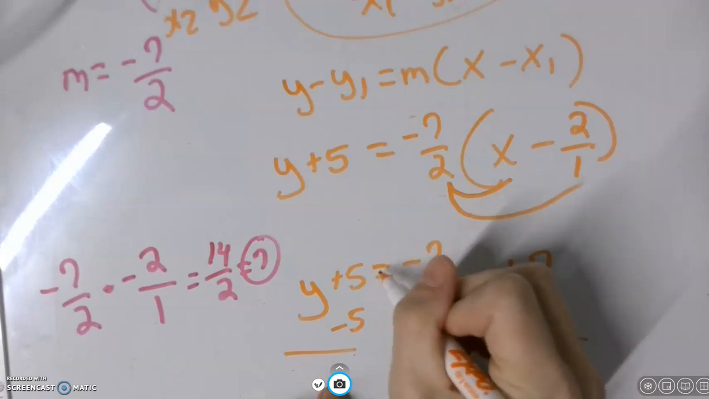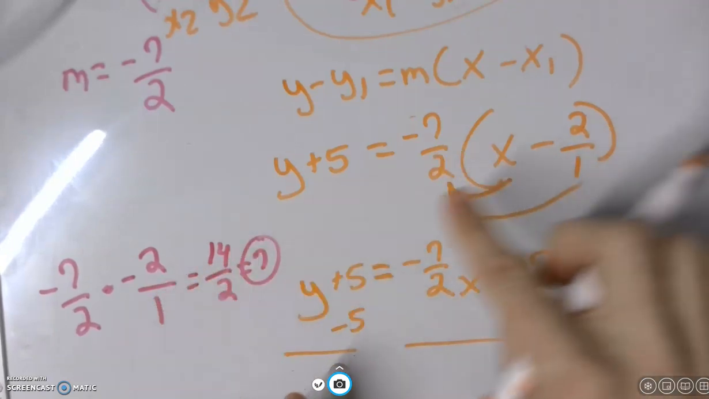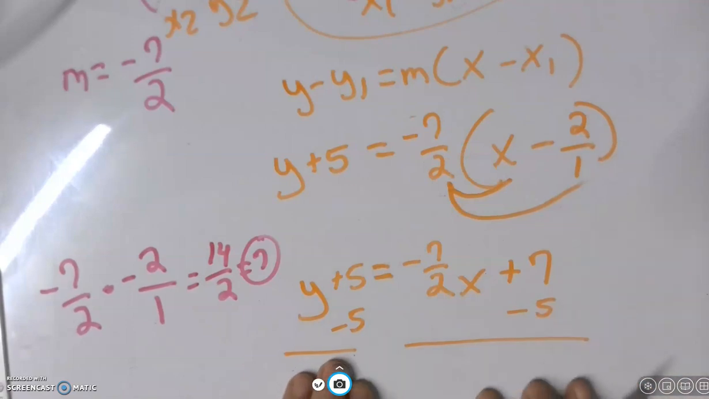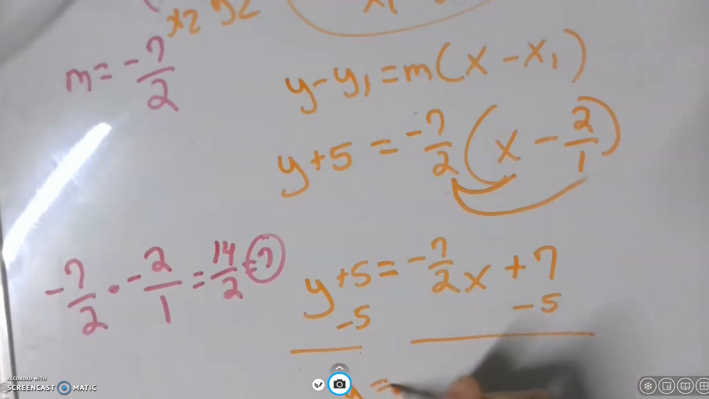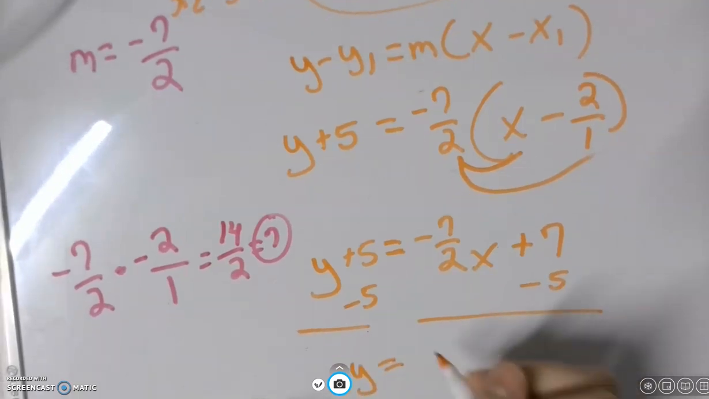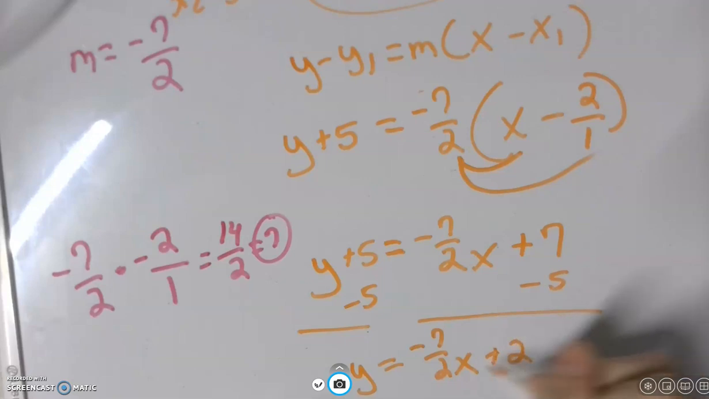So here's my equal sign. Whatever you do to one side, you have to do to the other. Up here, all we did was just simplify first. Okay, now that I'm at this last step, if I take away 5 from this side, I have to take away 5 from the other side. So now I get y equals, you guys see that? y equals -7/2x, +7 minus 5, +2.